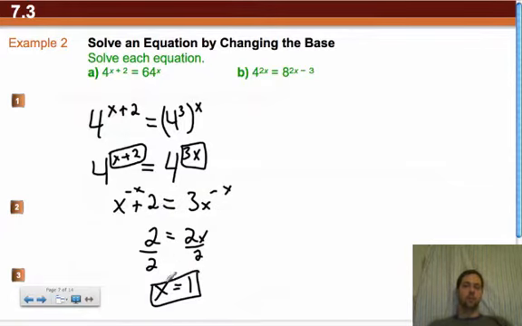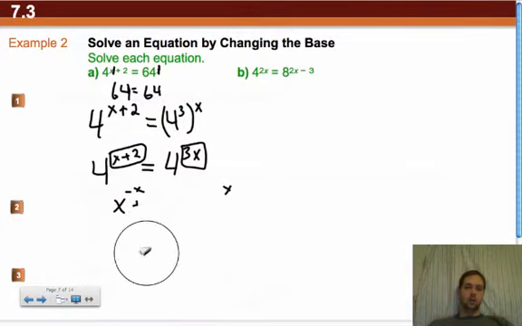Now we can go back and verify if this is true. 64 to the 1 would be 64. 4 to the x plus 2 would be 4 to the 1 plus 2, which would be 4 to the 3. And we know that 4 cubed is 64, so we get 64 equals 64 if we go back and plug 1 in for each of those.